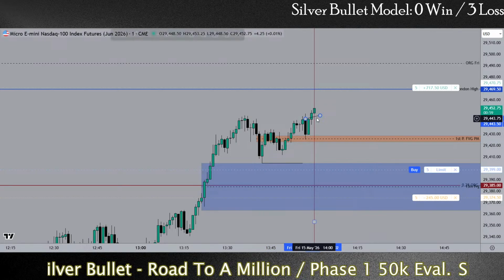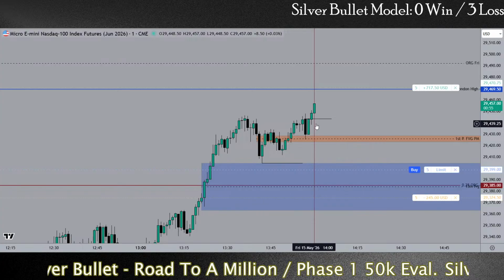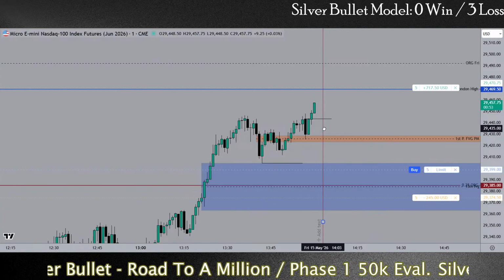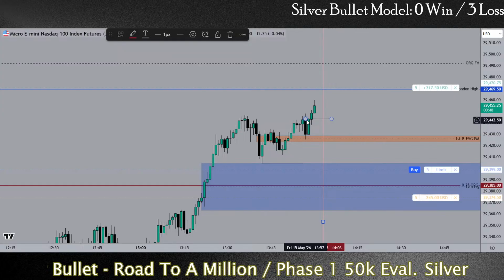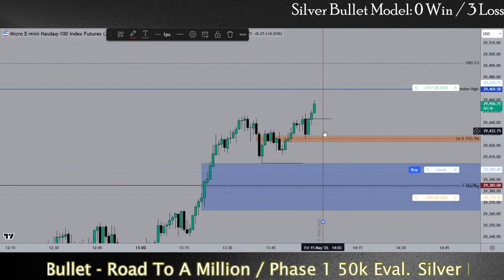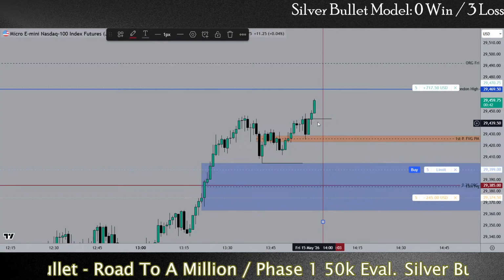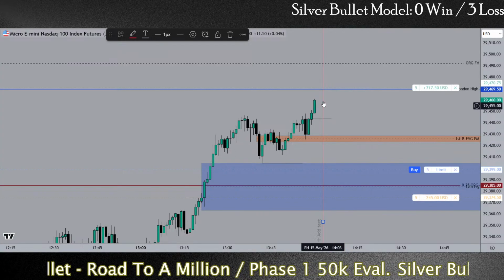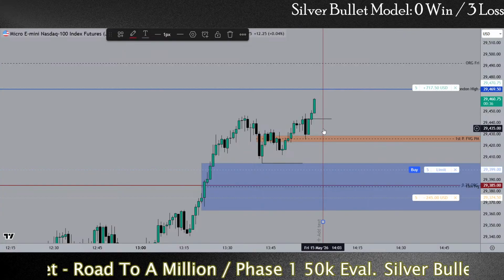It's poking above this high. This candle in here could act as a potential bullish order block. But yeah, it's too close to the target in here for me to engage it. There's no setup for silver bullet here right now.